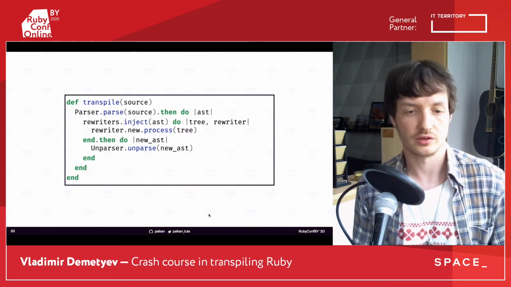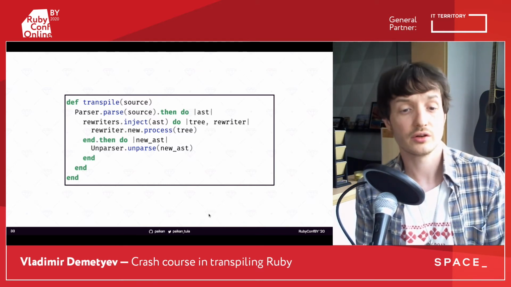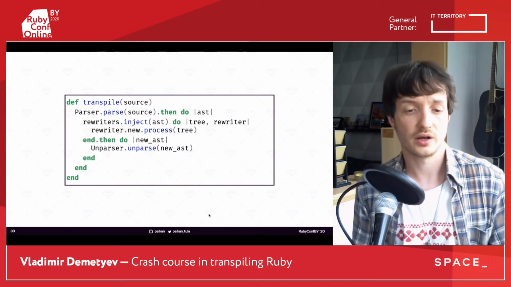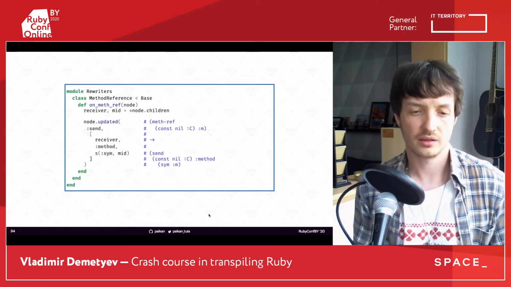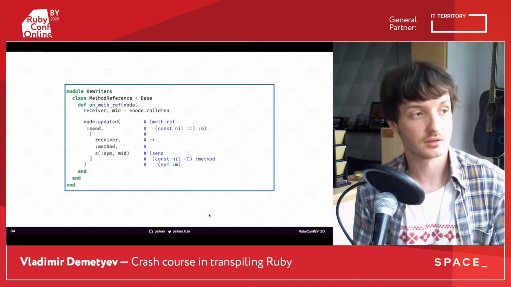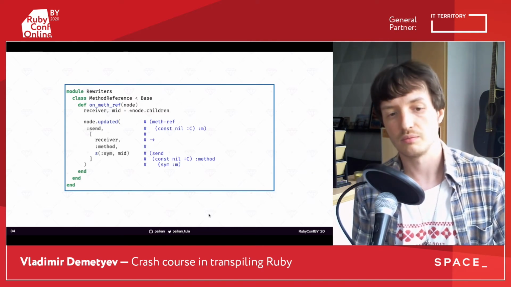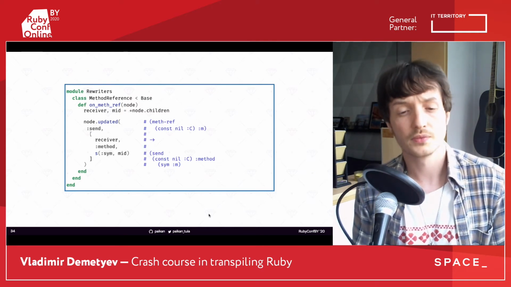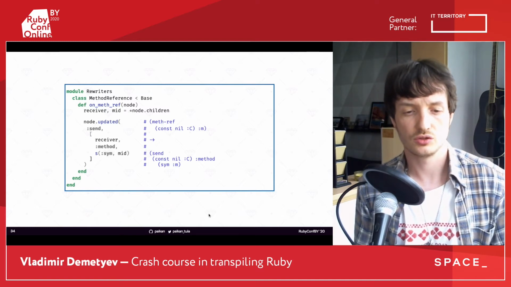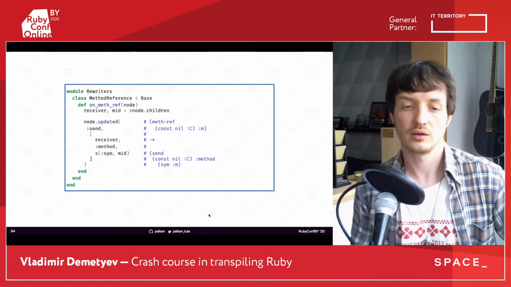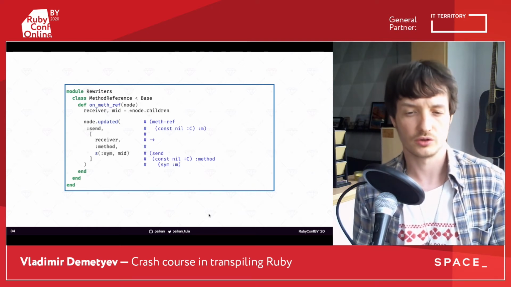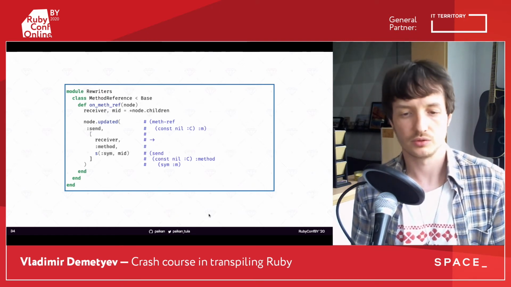So what is a rewriter? That's again an example of the method reference rewriter. We just replace a methref node with a send node, calling the method method and passing the method name as an argument. So that's all we need to do. So we transform this node of the AST to the node compatible with all the versions. That's a very simple example.